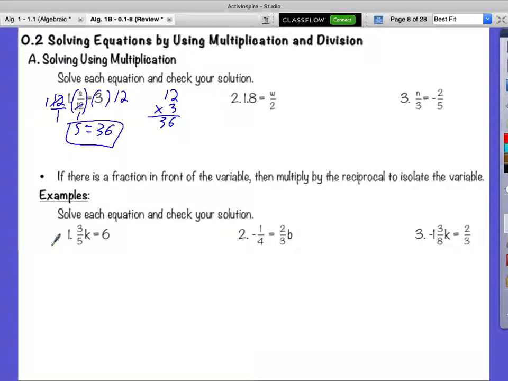Notice we multiply by 12. See, that was the number s was being divided by. So what are we gonna multiply by? 2. Okay, so far so good.